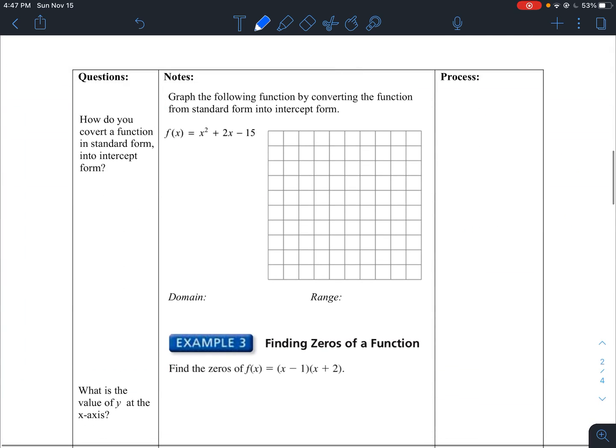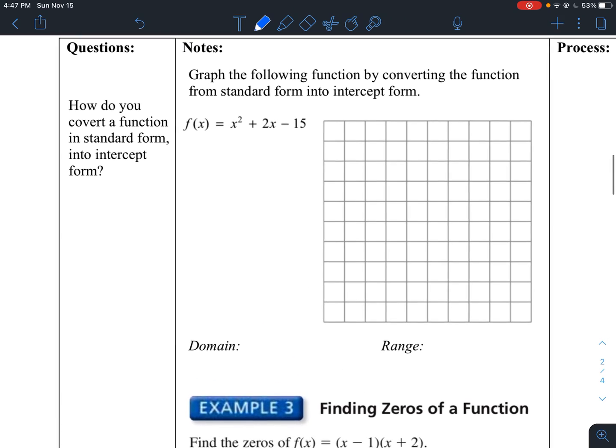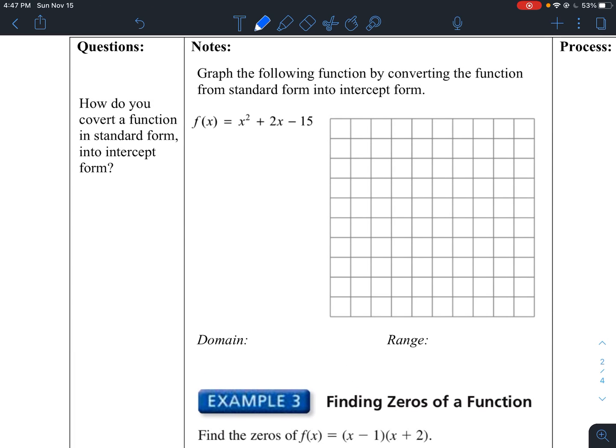So right here, graph the function. Graph the following function by converting the function from standard form into intercept form. So this right here is in standard form. So let's put it into intercept form in order to graph this. How do you convert a function in standard form to intercept form? You have to factor.